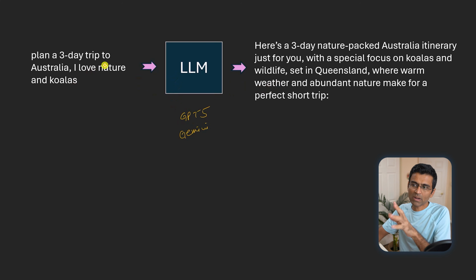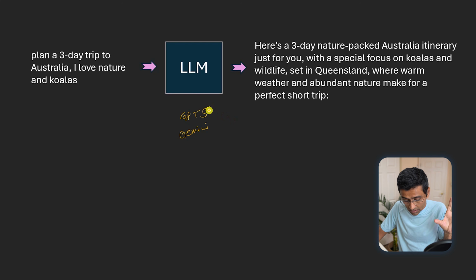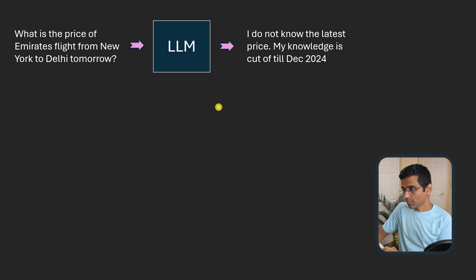Now, if the question is, okay, plan a 3-day trip to Australia, or how many planets are there in a solar system, it will produce the answer because this is something it has seen in the pre-training phase. These LLM models are trained till a certain knowledge cutoff date, and if the question is in that knowledge, it will answer it. But let's say you ask this question: what is the price of Emirates flights from New York to Delhi tomorrow?